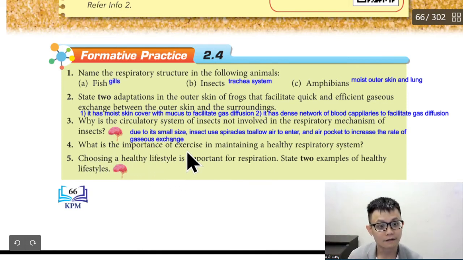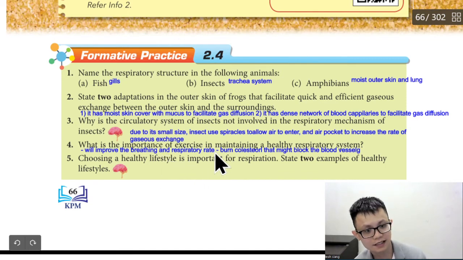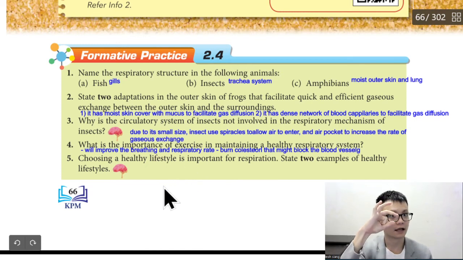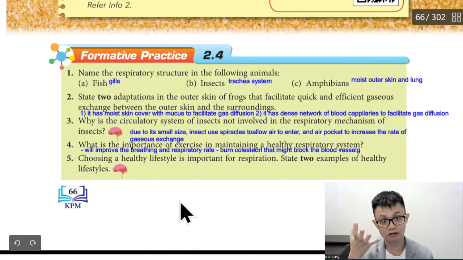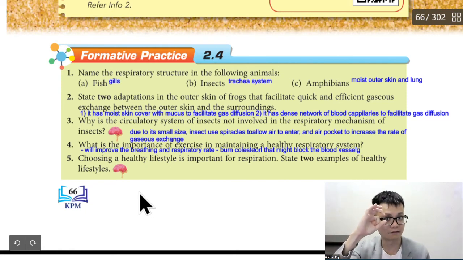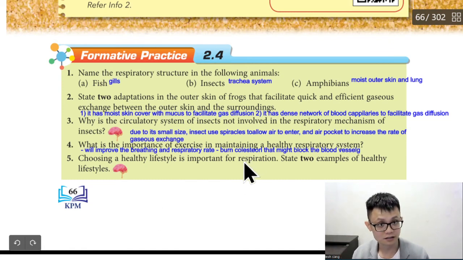What is the importance of exercise in maintaining a healthy respiratory system? Like, why is exercise important? So for this one, exercise will improve breathing and respiratory rate. Exercise also might burn cholesterol. If there is more cholesterol, your blood vessel becomes smaller, and at last it will block and cause stroke and heart attack. That's why if your cholesterol is high, it might cause a heart attack because your pipe, the blood vessel, becomes so small. So when you exercise, it might burn the cholesterol away or reduce the cholesterol.